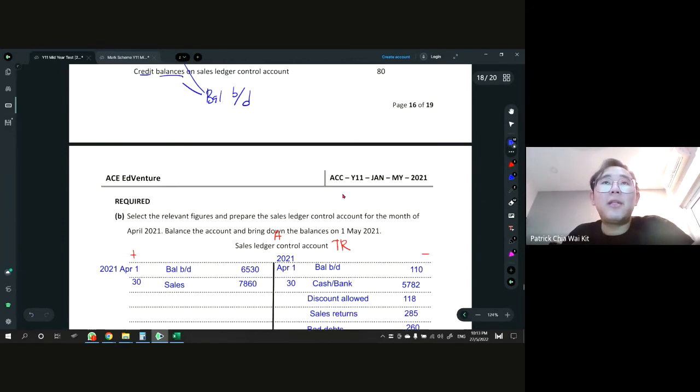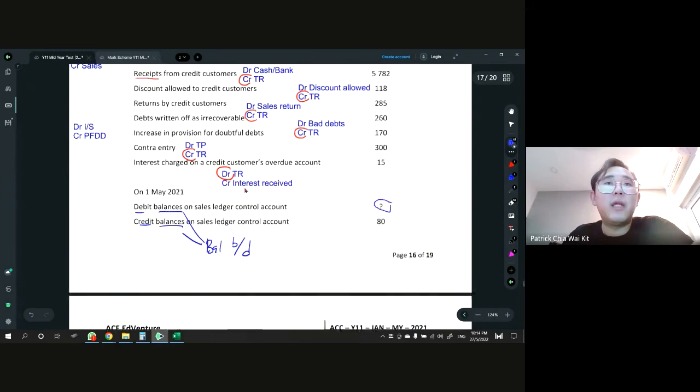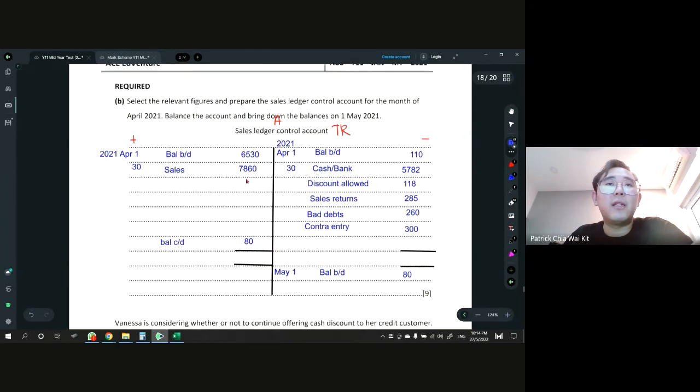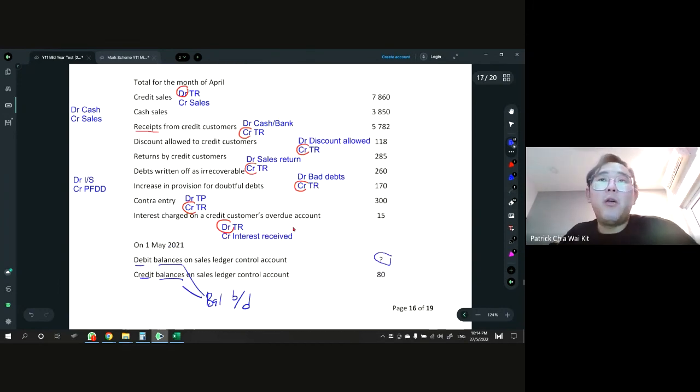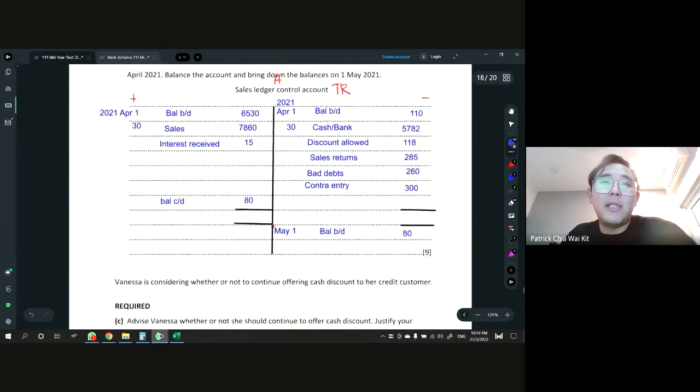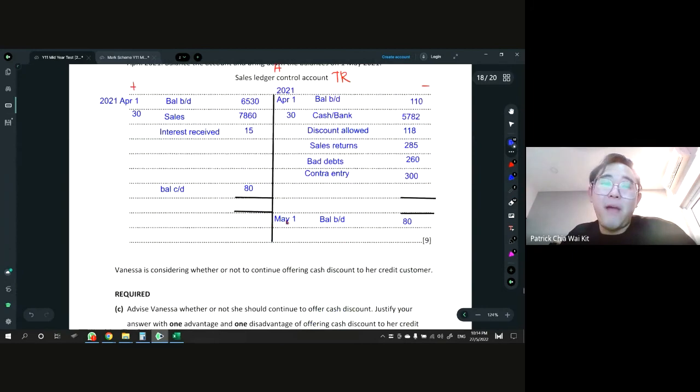All right. And after that, last one, we have the debit side, interest received. So left-hand side, 15. You can just put interest charge also can. You can put interest received also can, no problem. All right, that's all. So we put in all the numbers that we need. The PFDD is not relevant, the cash sales not relevant. Don't put them inside. If you put them inside, then you cannot get the OF mark.